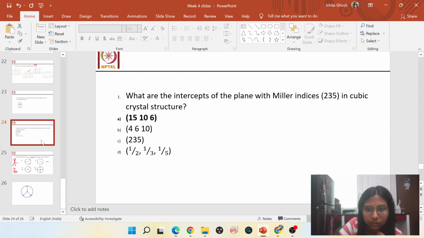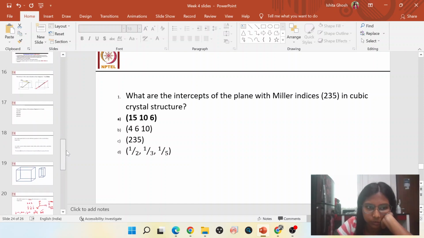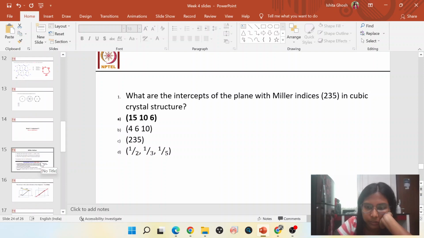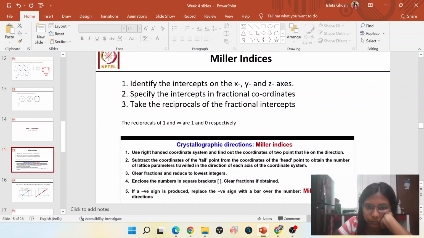Then we have to discuss this: what are the intercepts of the plane with Miller indices 2, 3, 5? Now let us refer back to our slide. What is the relationship between intercepts and Miller indices? When we have some intercepts on the XYZ axis, we specify the intercepts in fractional coordinates and then take the reciprocal of the fractional intercepts. So we just have to take the reciprocals of the fractional intercepts.